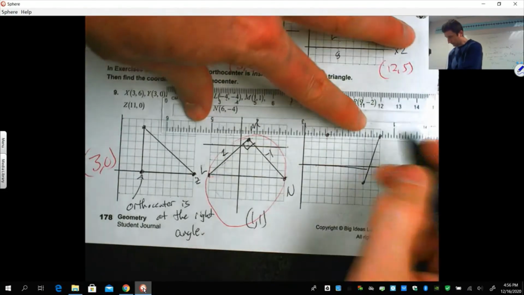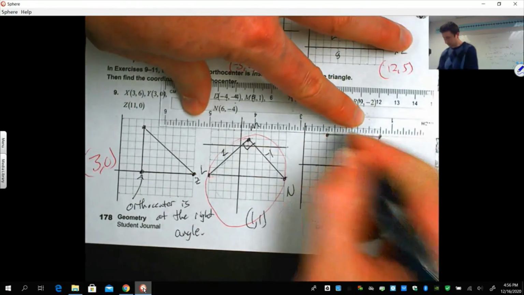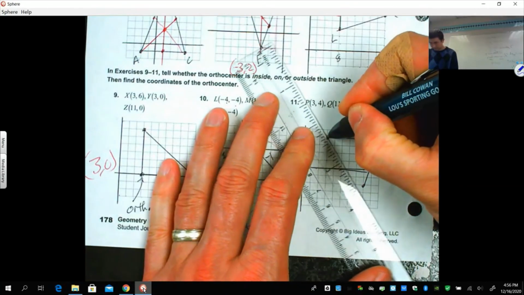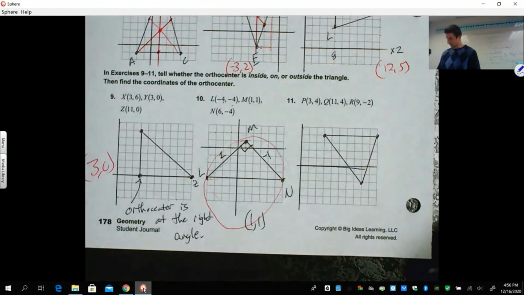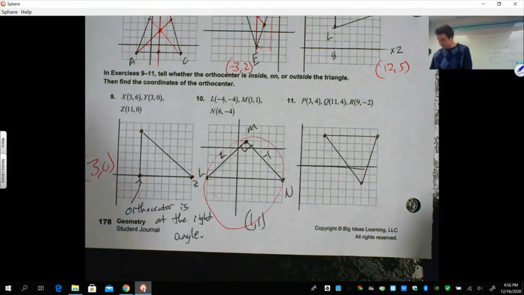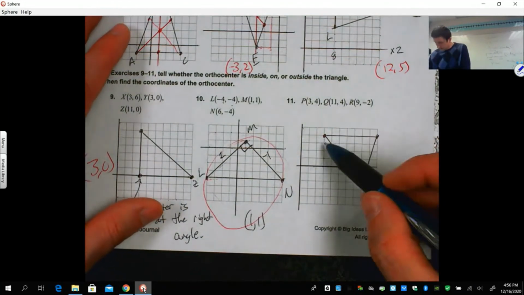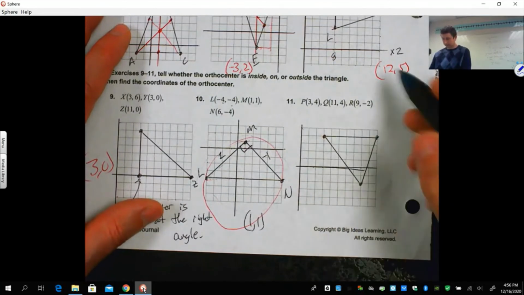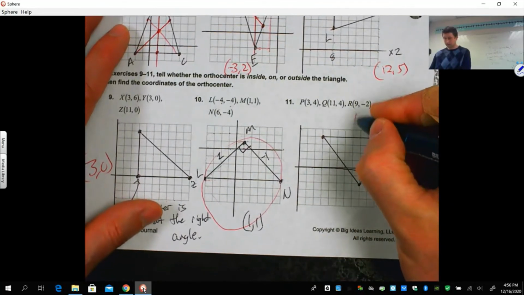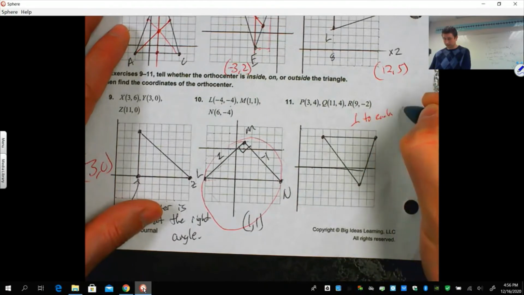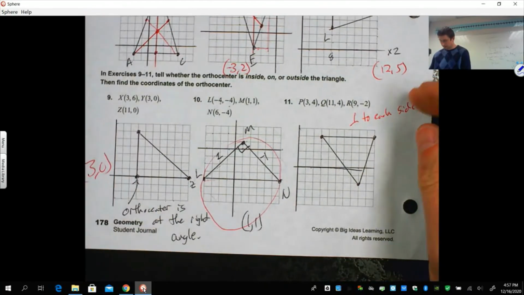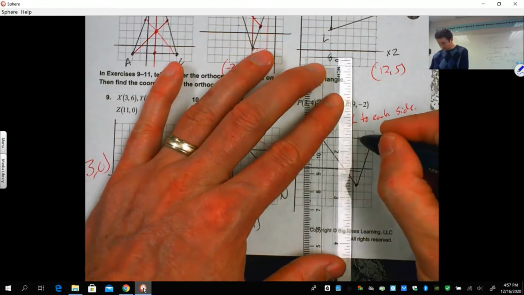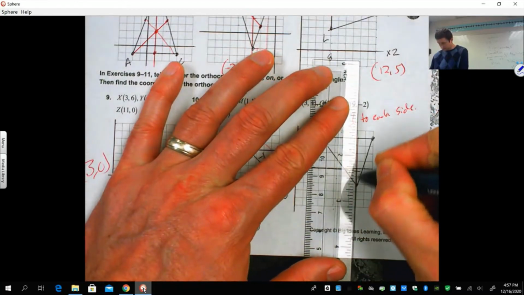Okay, do we have another right triangle? No, it doesn't look like it, does it? No, I don't think so. Okay, so let's get this horizontal side first. The altitude has to be perpendicular to each side. So that makes this side right there. There's one altitude.